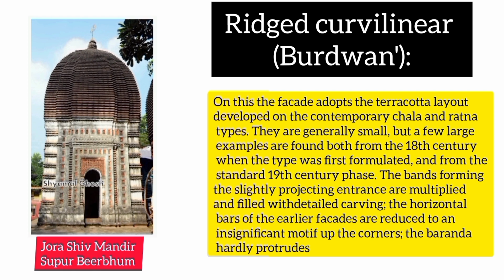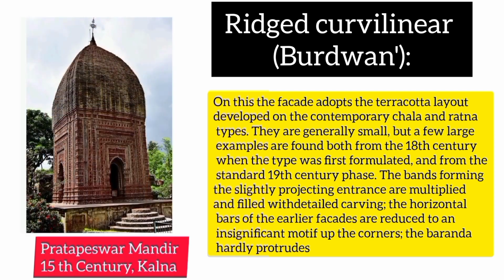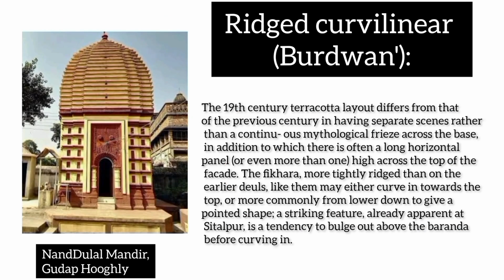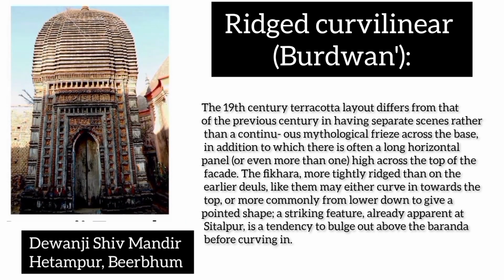The bands forming the slightly projecting entrance are multiplied and filled with detailed carving. The horizontal bars of earlier facades are reduced to an insignificant motif up to the corners. The baranda hardly protrudes. The 19th century terracotta layout differs from the earlier ones across the base, in addition to which there is often a long horizontal paline, or even more than one, high across the top of the facade.